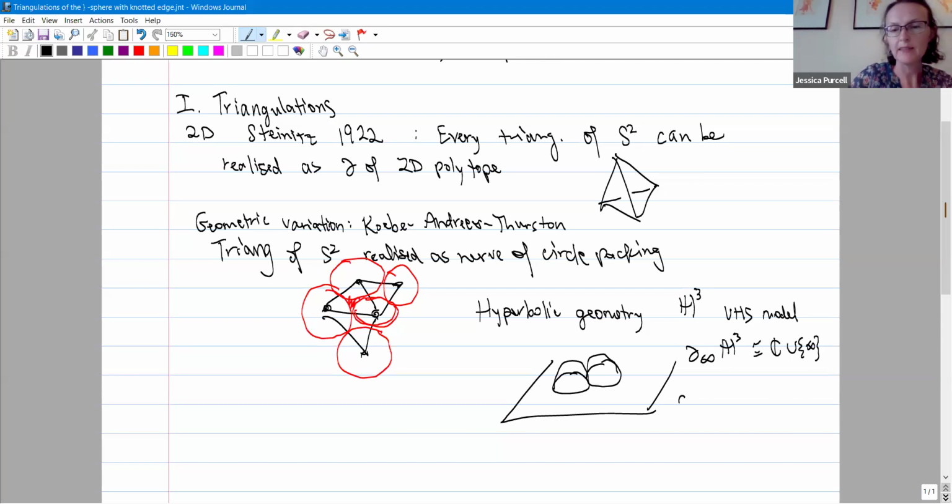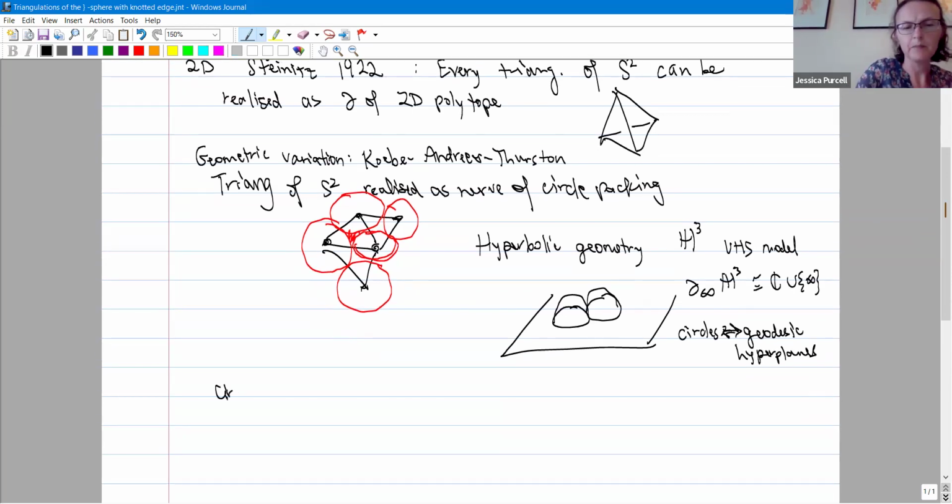so maybe let me write some of this. Circles correspond to geodesic hyperplanes. And if you cut them out, then this circle packing corresponds to this ideal hyperbolic polyhedron.